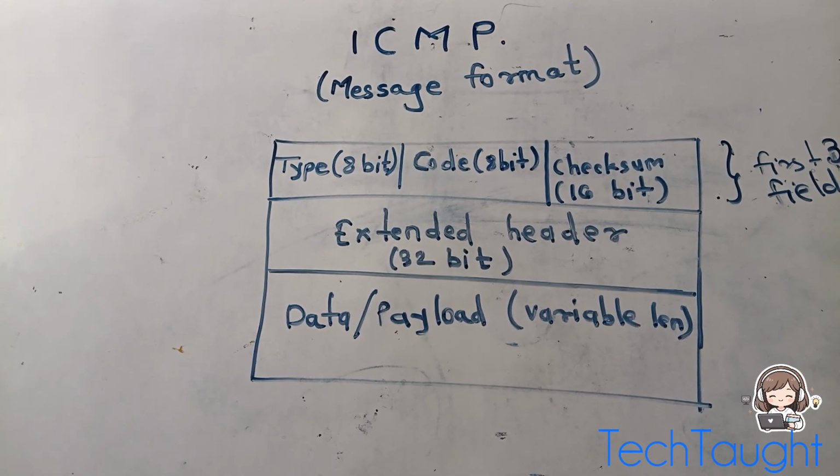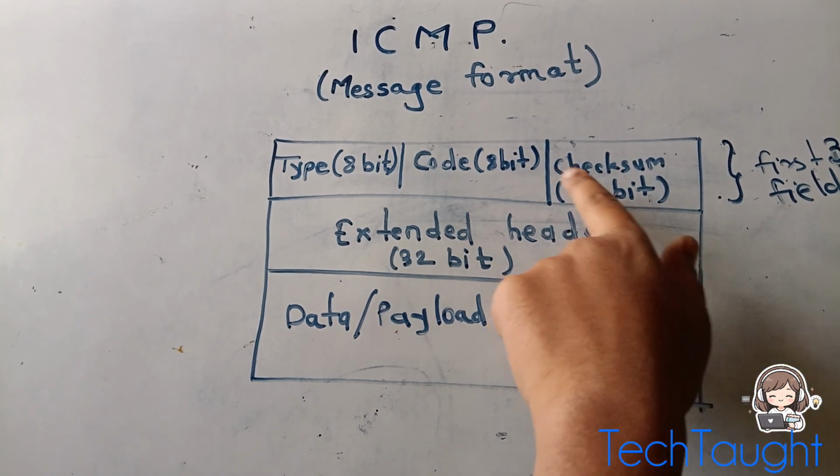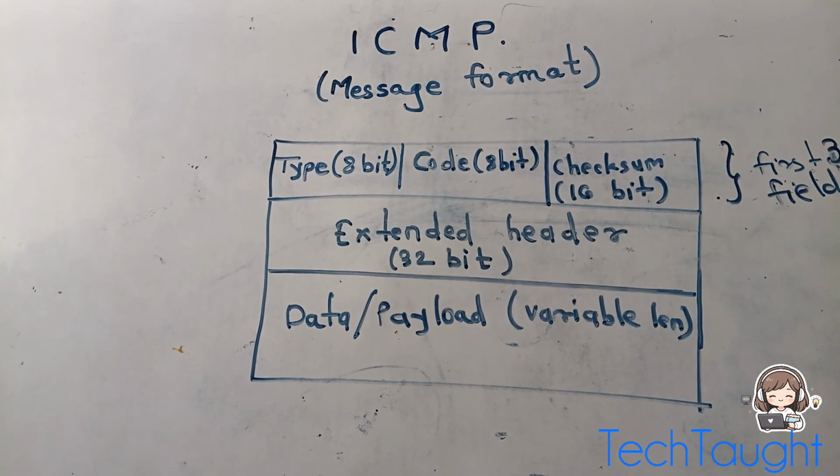So what does the code do? It carries some additional information about error reporting messages and its type. Then the third is the checksum, which is 16 bits. It is the last 16 bits of the ICMP packet, for the checksum field. The checksum is used to check the number of bits of the complete message and enable the ICMP tool to ensure that the complete data is delivered.